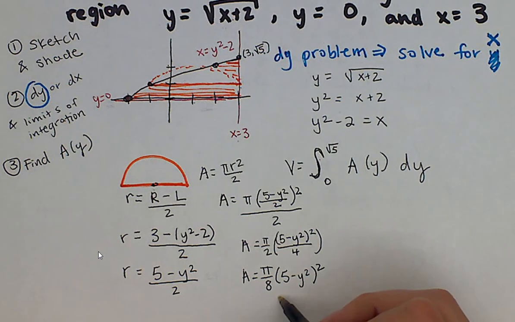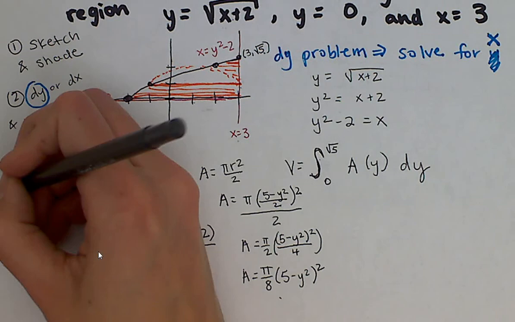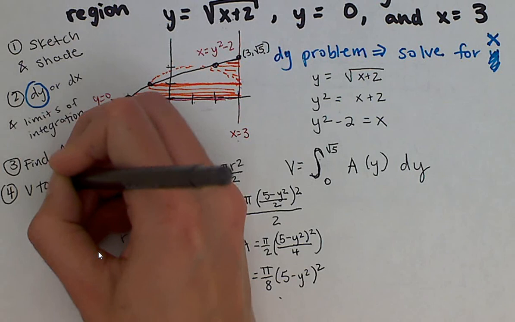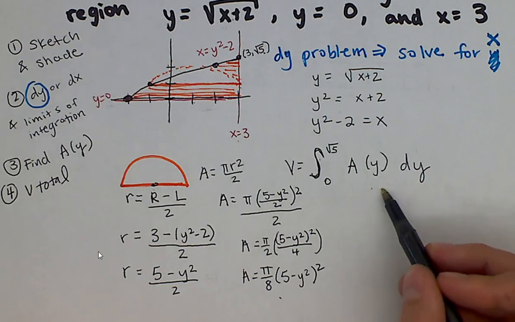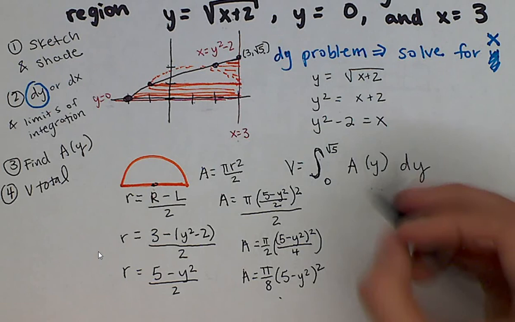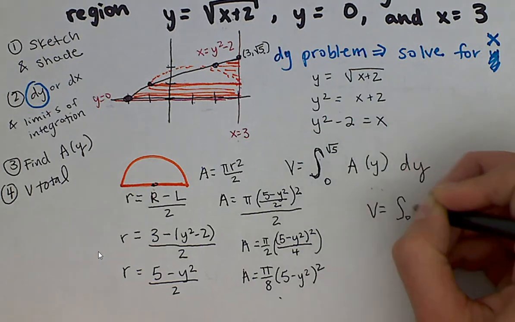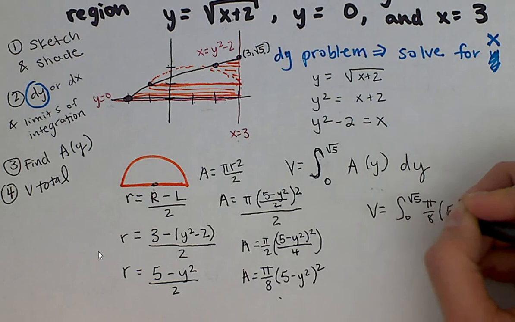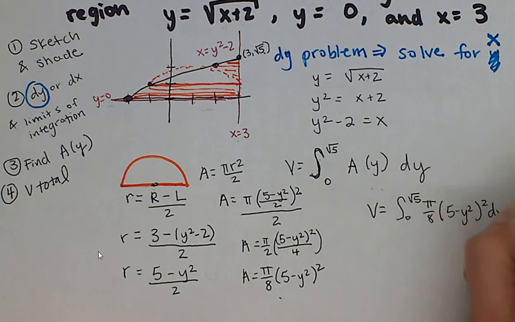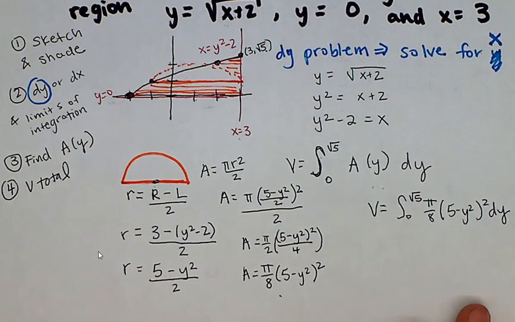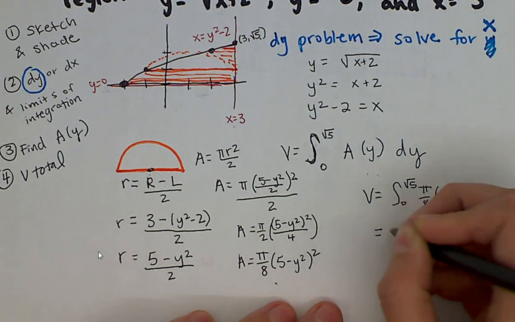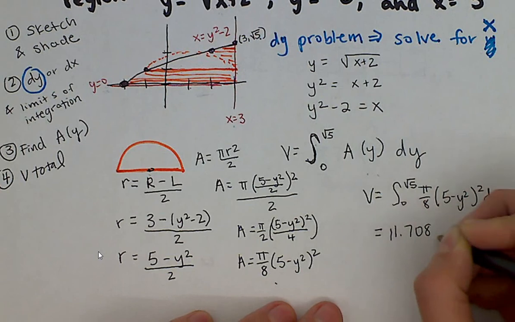I accomplished that, the hardest part. Now my next step is just to find the volume. So find V total. And I do that by plugging it back in here. My volume is my integral between 0 and square root of 5 of pi over 8, 5 minus y squared dy. And if I have my calculator, I'm all good. Just put this in your calculator. You get 11.708 units cubed.